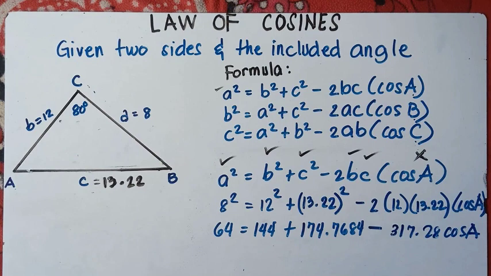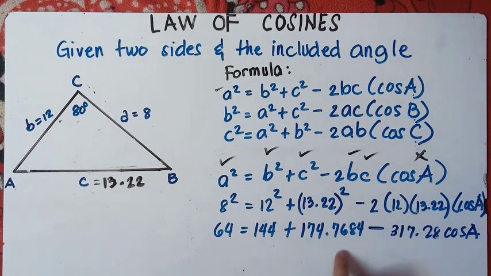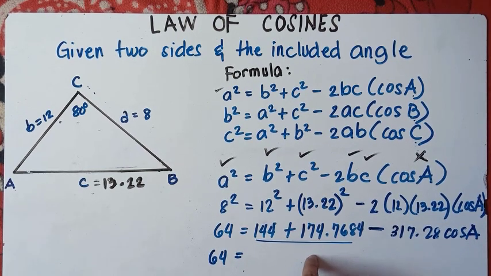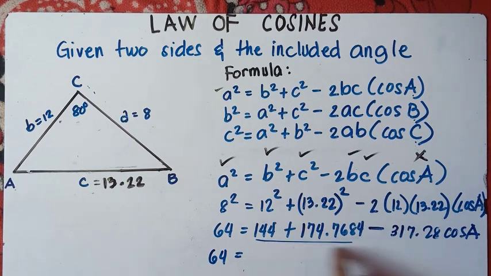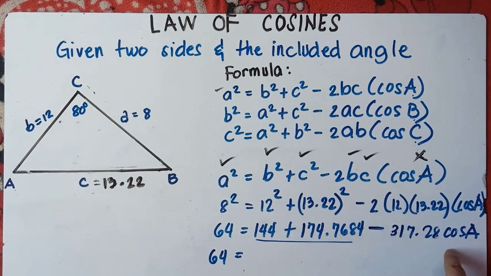Alright, so next we need to combine this one. So copy 64, equals. Once again, do not forget about this one, class: we cannot subtract this one here, because this number has a cosine A. 317.28 cosine A. You multiply it by cosine A, you have 317.28 cosine A. So you cannot subtract it directly to this side.